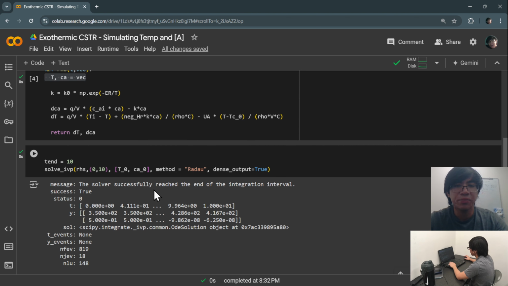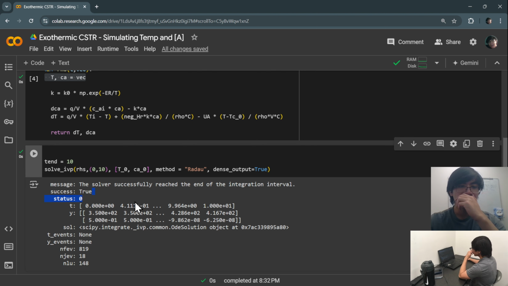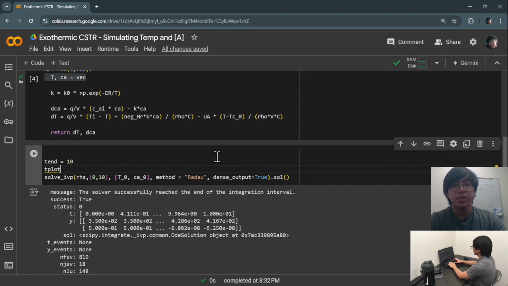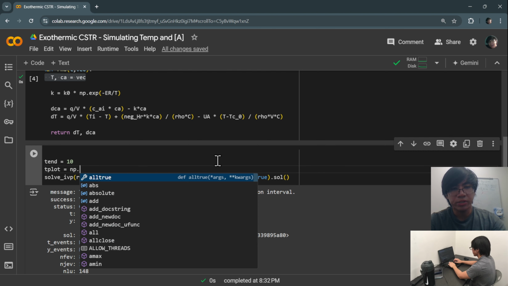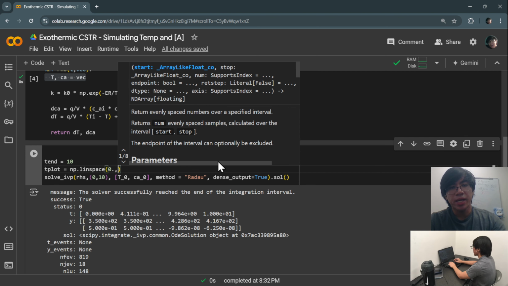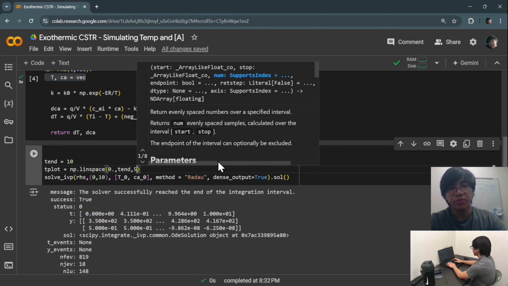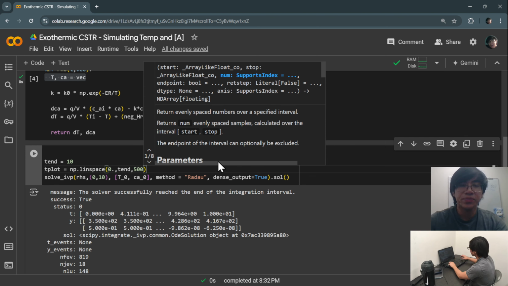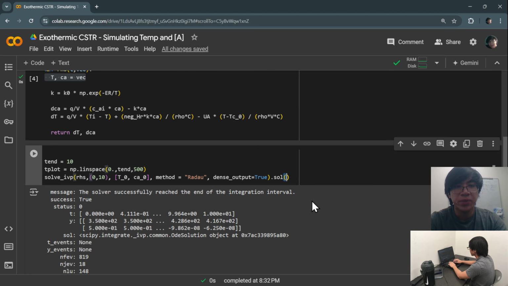Hopefully it doesn't yell at me. Yep, we converge. Perfect. We have a solution. So we'll go ahead and call that solution function, and we'll need to define our t-plot here. So our t-plot, we're going to do linearly spaced points, np.linspace, 0 to t end, and we'll do like 500 points, why not? Then we'll shove that into our function so that it will calculate the times for all our temperatures and concentrations respectively.